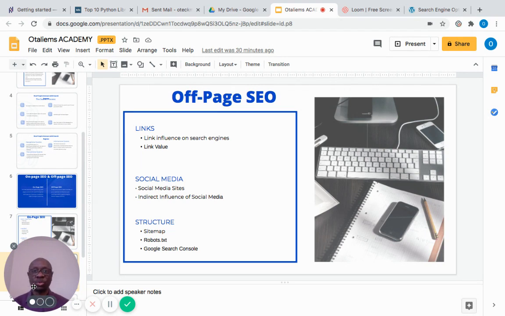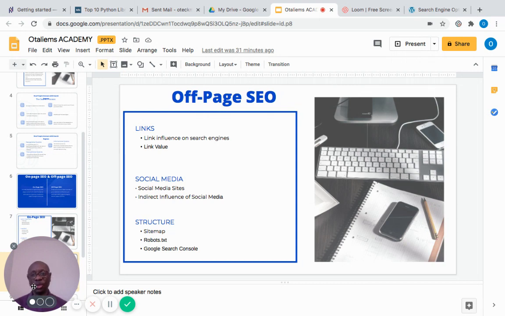When you are getting an inbound or outbound link, try as much as possible to get it from domains that have high authority and high page rank, because that will actually boost your site ranking when Google is ranking sites, especially within your niche. So the link, like I said, influences your search engine ranking and adds value to your website, because that will make the search engine feel that your website is good enough to show up on their first page.